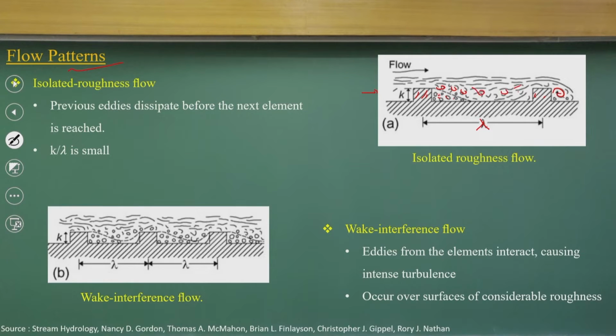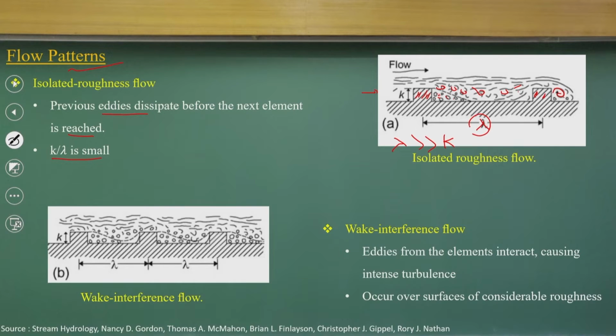When lambda is much larger than the k value, the eddies generated by the first roughness element do not affect the flow structure at the next one. So, k by lambda is small, or lambda is much larger. We are representing the bed roughness as an equivalent of k height elements, spaced at a lambda distance.